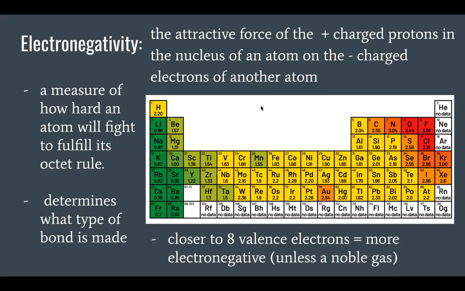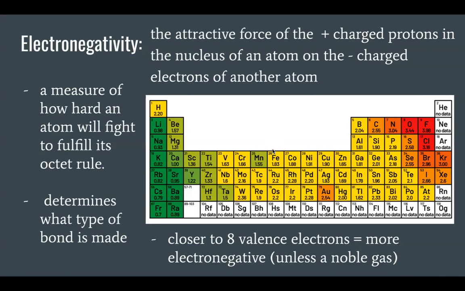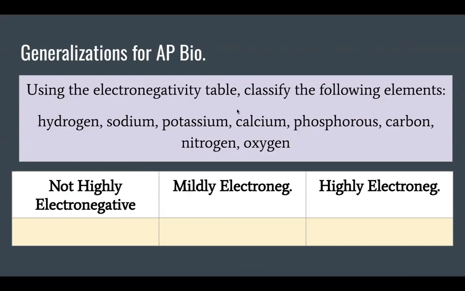So that's going to be hydrogen, carbon, nitrogen, oxygen. We're also going to be interested in chlorine, sulfur, phosphorus, sodium, and potassium, as well as calcium. So those are going to be the main elements that we are interested in. So if you can, based on the periodic table that I just showed you, try to categorize the following atoms. Where do you think they would fall? Do you think they would be not highly electronegative, mildly electronegative, and highly electronegative?